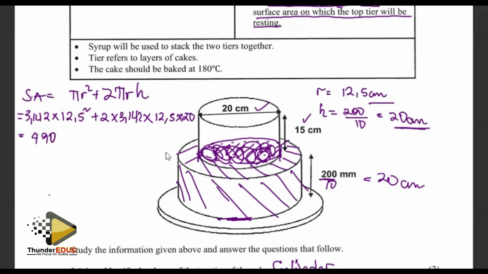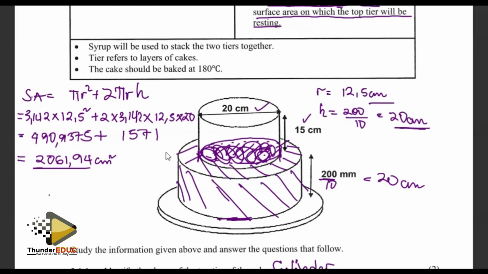So this first part we have 490.875, plus this side here, 2 times 3.142 times 12.5 times 20. All right, so we add that. We added this. So this is the surface area to be covered.